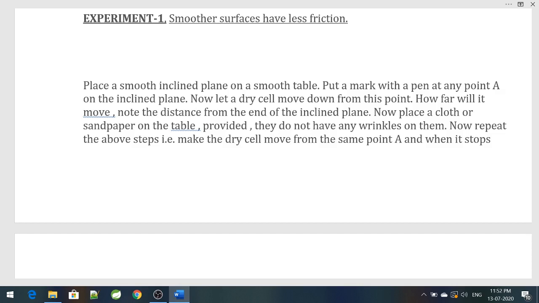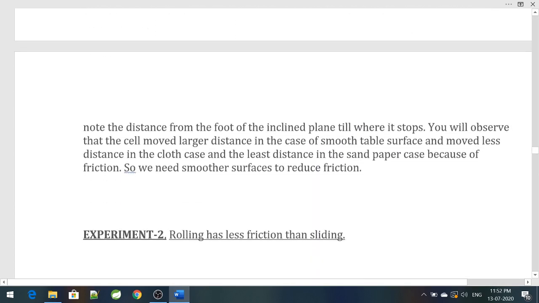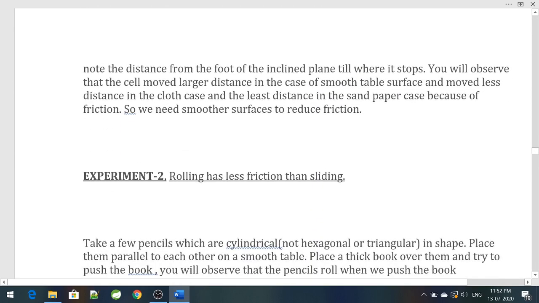Now place cloth or sandpaper on the table, provided they do not have any wrinkles on them. Now repeat the above steps, that is, make the dry cell move from the same point A, and where it stops, note the distance from the foot of the inclined plane till where it stops. You will observe that the cell moved a larger distance in the case of the smooth table surface, less distance in the cloth case, and the least distance in the sandpaper case because of the friction. So we need a smoother surface to reduce friction.